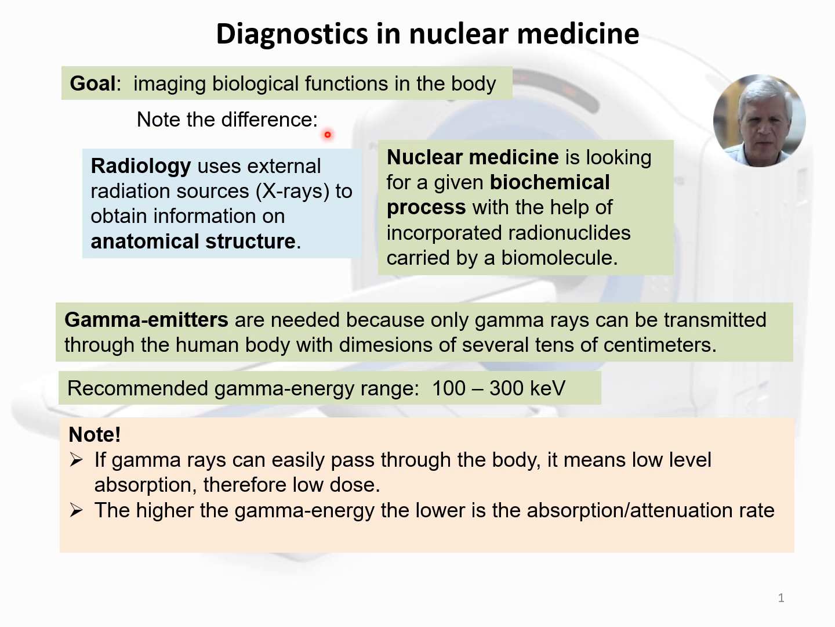Please note this very important difference. When you say radiology, radiology uses external radiation sources, X-rays. This is the Bremsstrahlung type of X-rays to obtain information on the anatomical structure of the body. Sometimes this is a very simple imaging, sometimes it is a little bit more complicated, which is called CT. Later we will have some time to explain this.